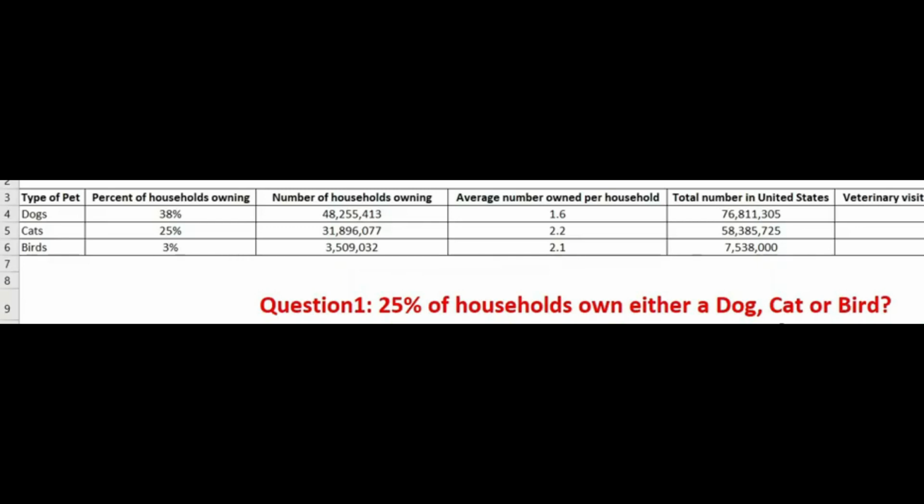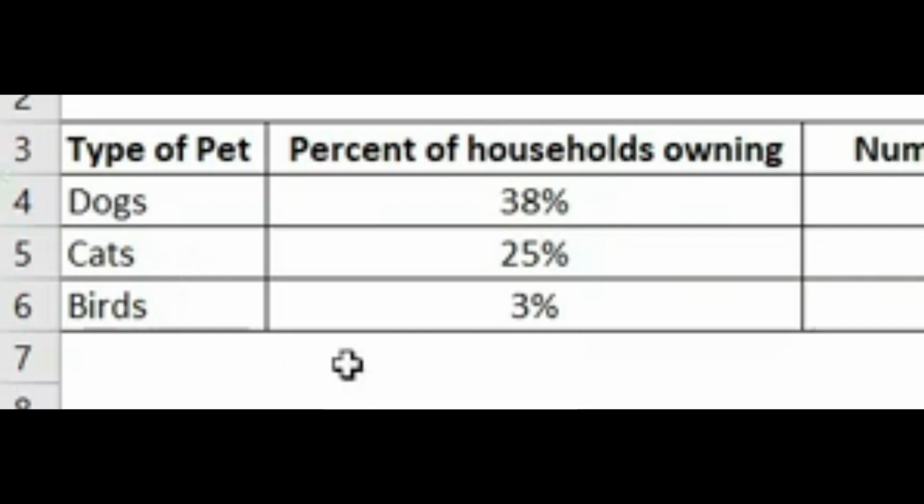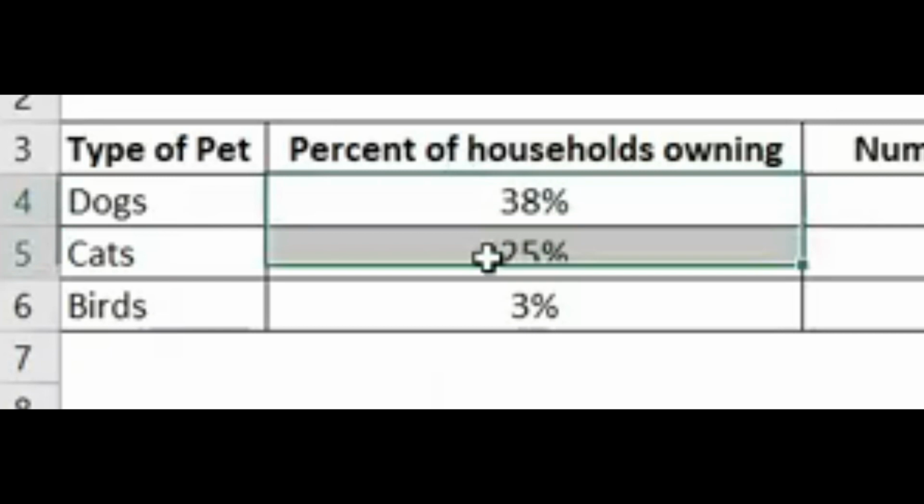The only way this would be false is if dogs, cats, and birds are all in less than 25% of households. But as we go over here to our data, we see that dogs are in 38% of the households, cats are in 25% of the households, and only birds are in less than 25% of the households. So because we have one true statement, it makes the whole function true. In this case, we had 2 true statements. Alright, let's do question 2.